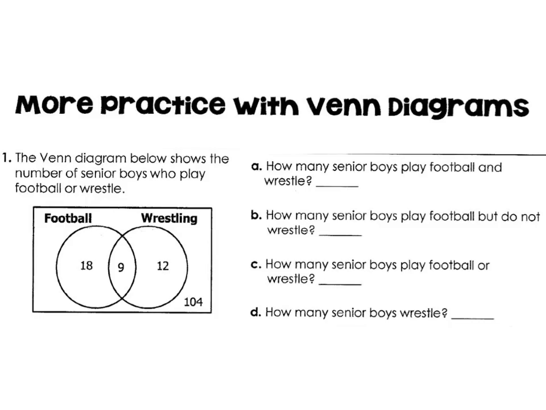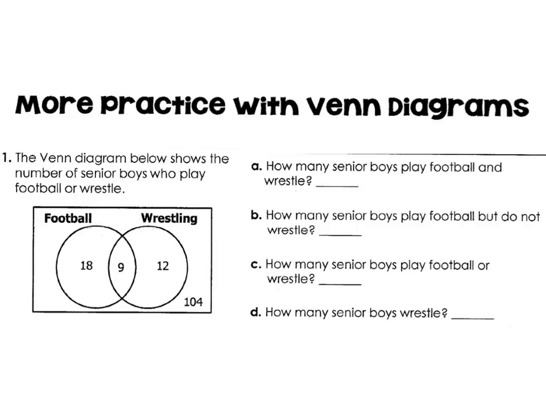All right, so I just want to give you a little bit more practice with Venn diagrams so you see some examples of these. So below we have a Venn diagram that shows the number of senior boys who play football or wrestle. And the key thing I want you to recognize about this Venn diagram is we've got boys who play football, boys who wrestle, boys who do both, and then also over here you've got this number. This 104 represents the boys who do not play football and do not wrestle, so they don't do either. So there's 104 boys who were surveyed who don't play football and do not wrestle. So that is a key thing we have to notice about this Venn diagram.